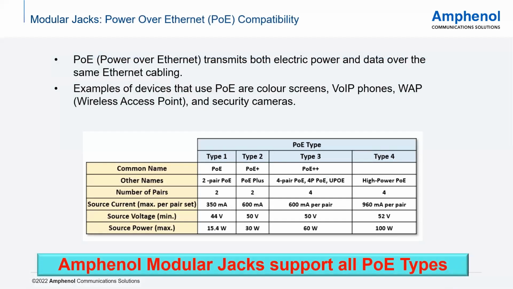One more important thing about the RJ connectors is the PoE compatibility. So all the Amphenol RJs are compatible up to PoE type 4. That means each of the pair can carry up to 960 milliamperes of current and can deliver up to 100 watts of power.